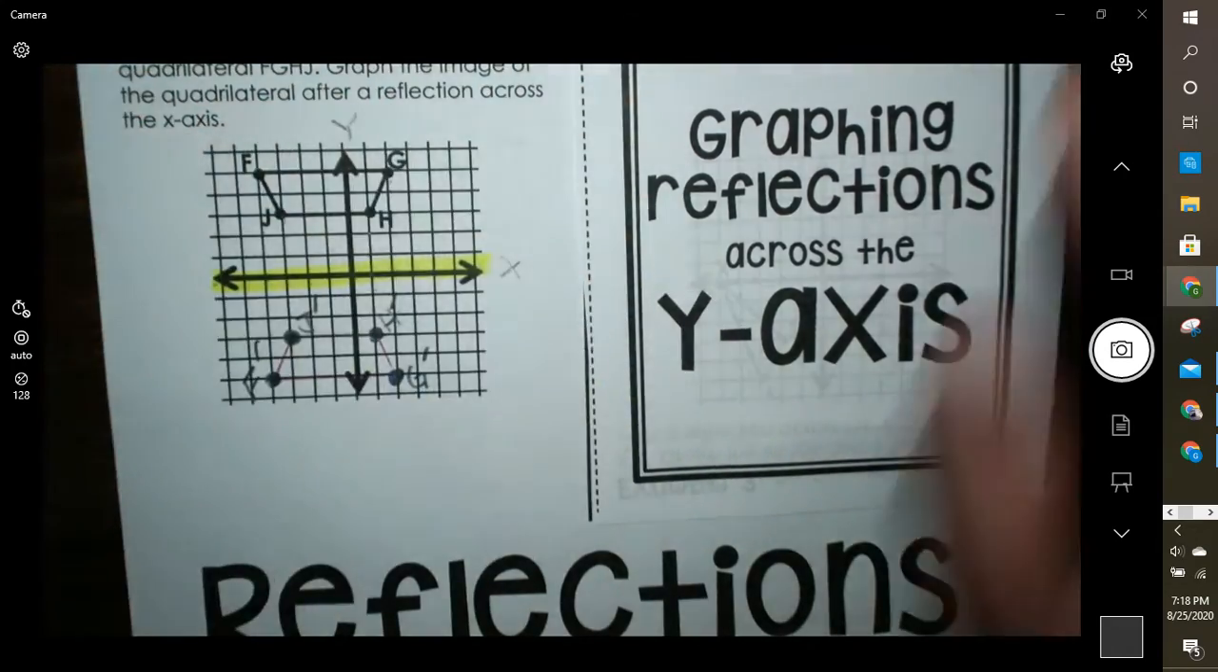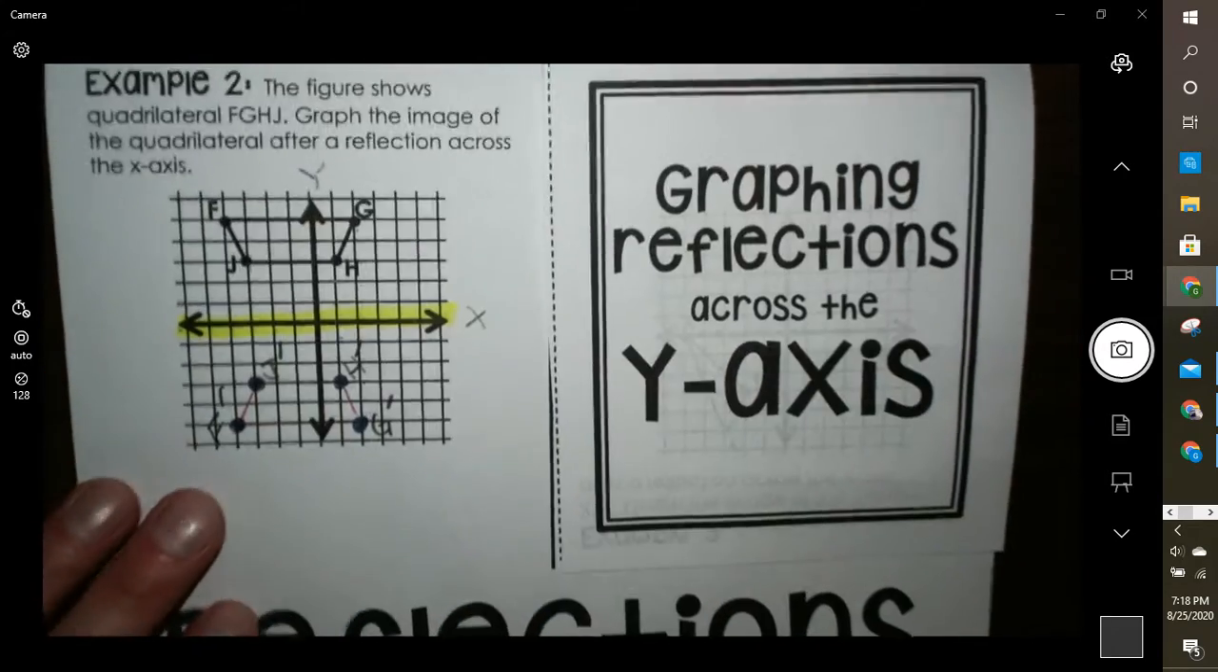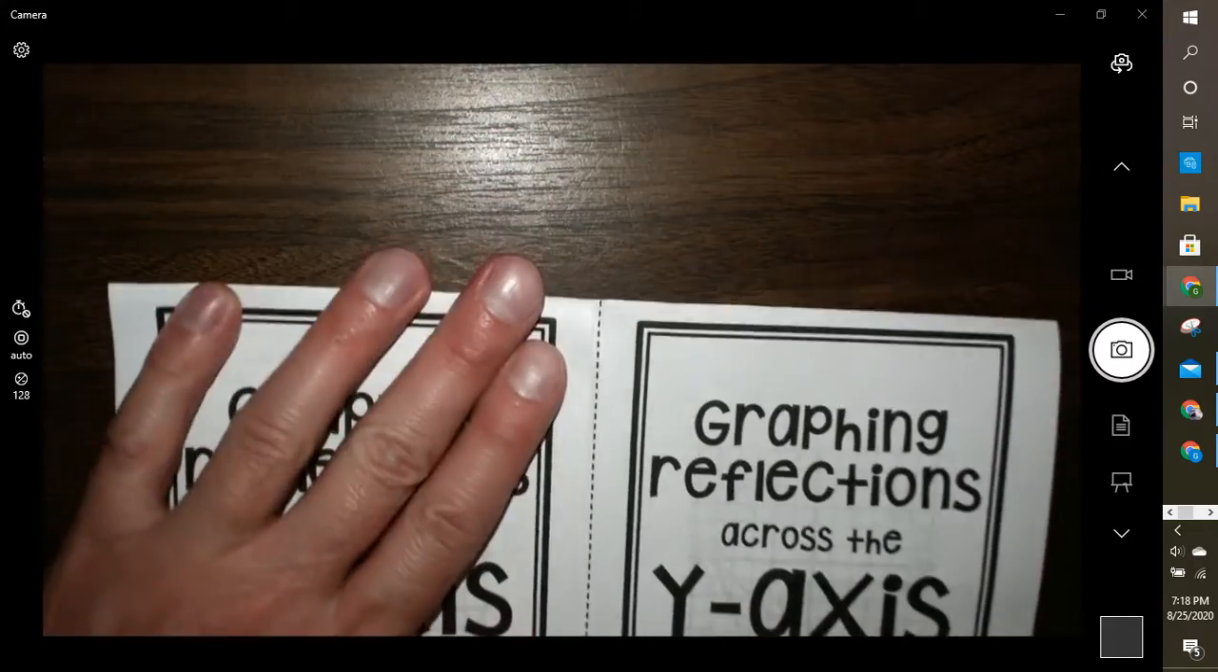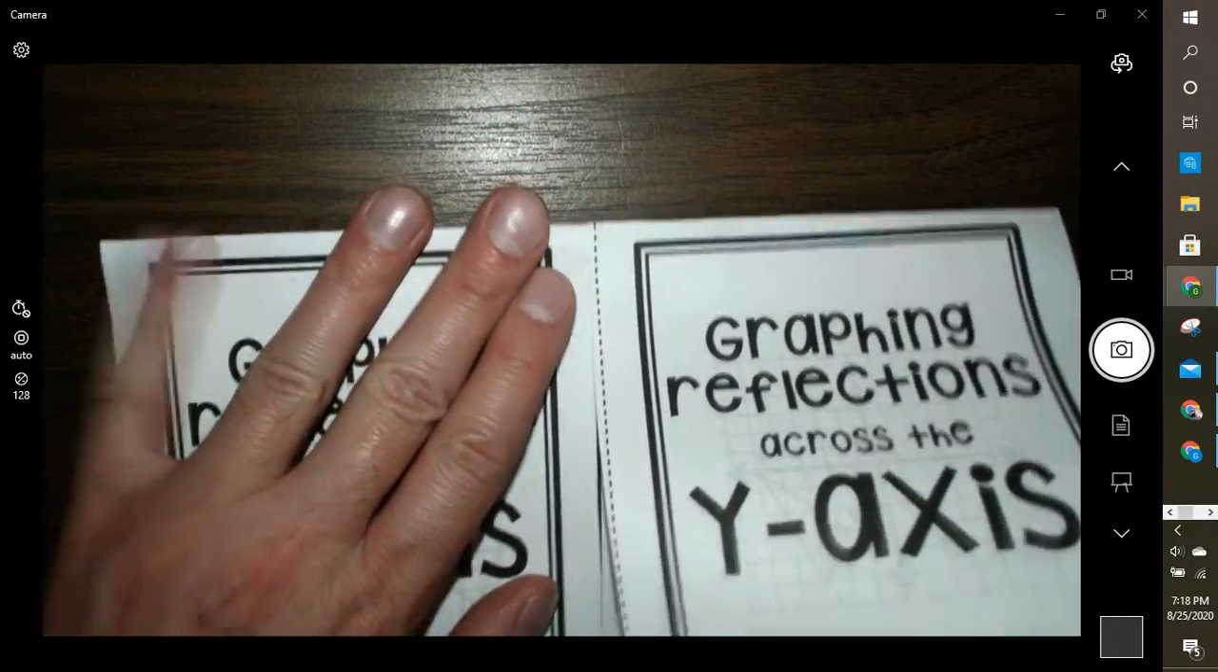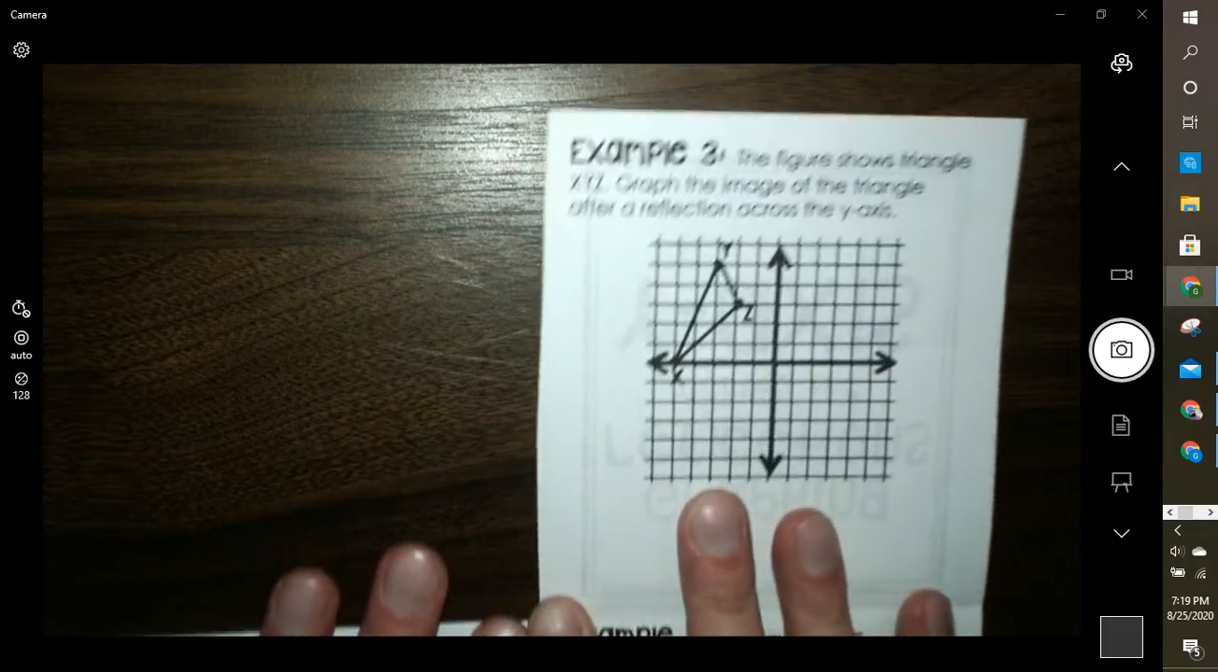Excellent. Right back into it. So let's go ahead and finish up. We've got to close this window and open the other one. We're going to be graphing reflections across the y-axis.